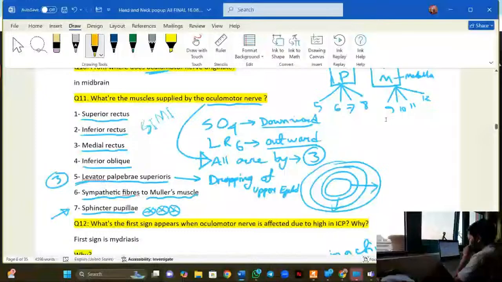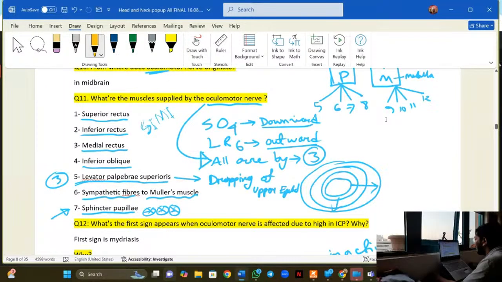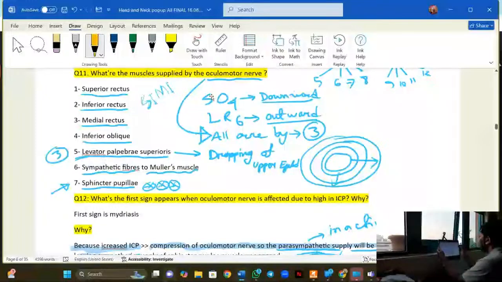Superior rectus, inferior rectus, medial rectus, inferior oblique, levator palpebrae superioris, and sphincter pupillae. What is the only remaining two? SO4 and LR6. Apart from these, all are supplied by the oculomotor nerve. SO4 is superior oblique by trochlear, and LR6 is lateral rectus by abducens. Remaining all are by oculomotor.